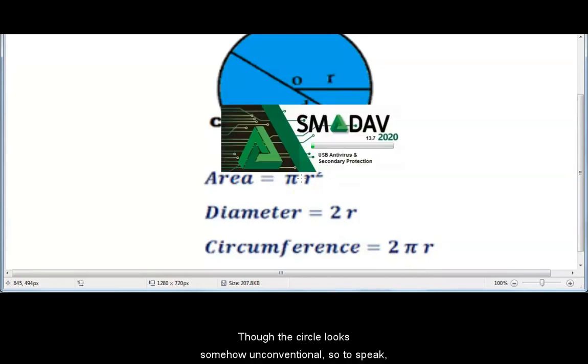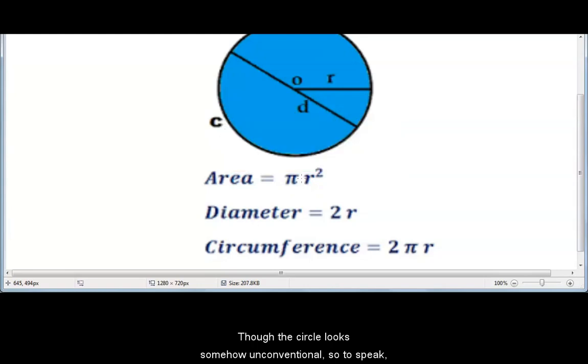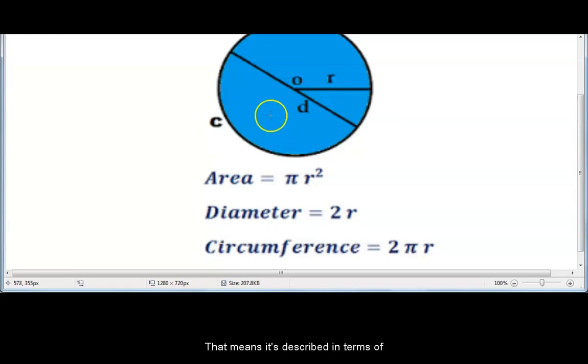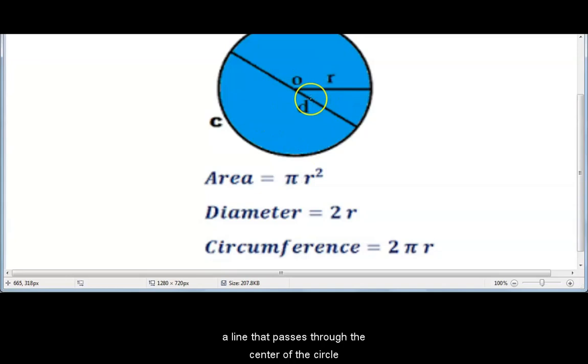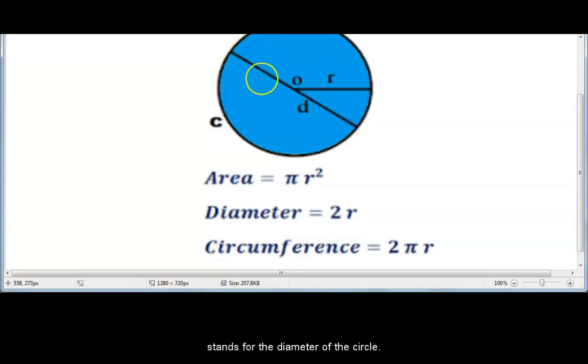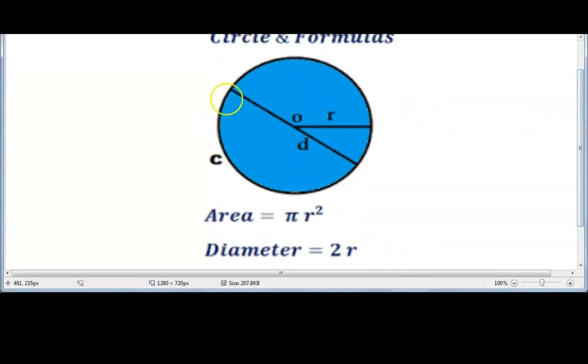Though a circle looks somehow unconventional, so to speak, it does have length. That length is described in terms of a line that passes through the center of the circle. This is the line. It stands for the diameter of the circle, from this edge to this edge.